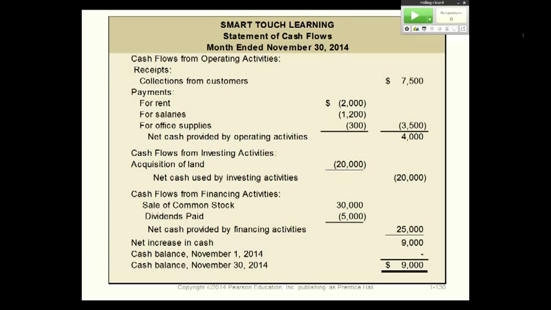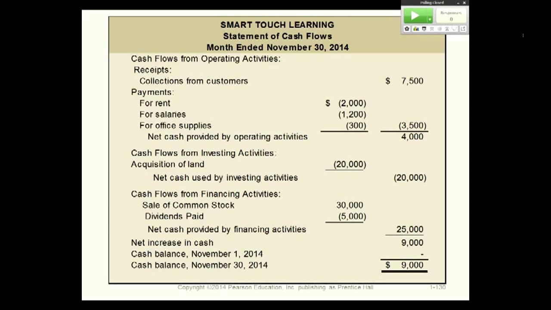So if we go back to the statement itself, those are the next two cash flows. So you pay $2,000 for rent, $1,200 for salaries. The next one is not quite so simple. It's the office supplies. And in this one, you'll find that the company bought office supplies on account.